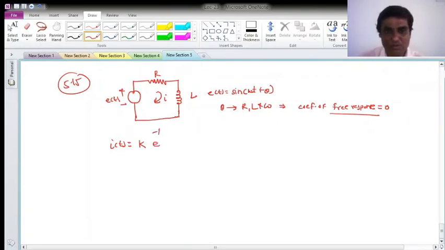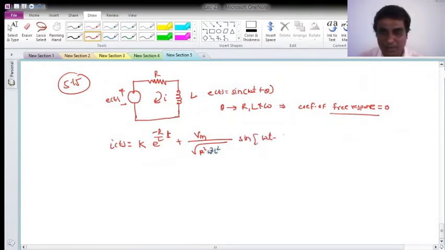K into e raised to minus R by L t plus Vm over square root of R square plus omega square L square, into sine of omega t minus tan inverse of omega L by R. That was the form, and this was for Vm sine omega t, when the excitation x of t was Vm sine omega t.